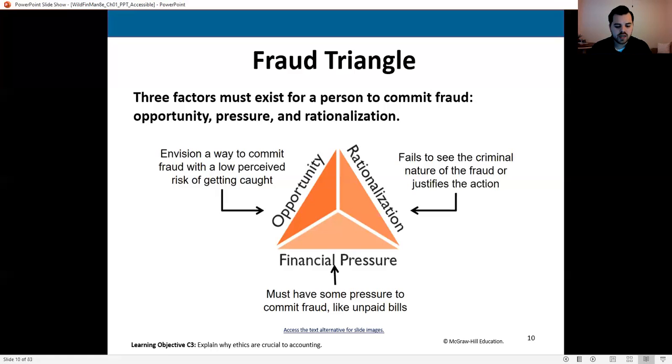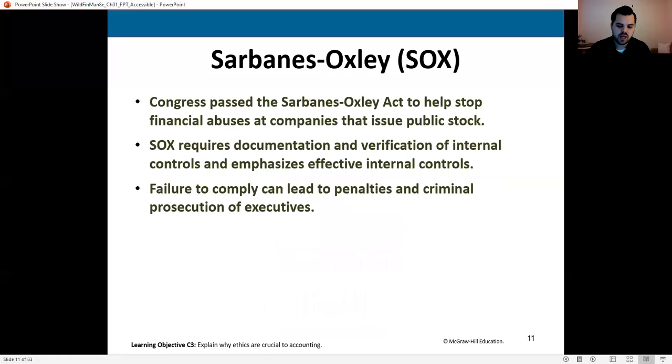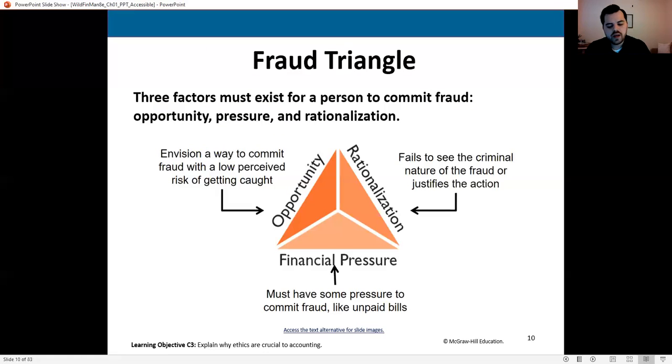So the correct answer here, the one that we want to focus on the most, is this area of opportunity. If we focus on this area of opportunity, what we can see is that by instituting what are called internal controls, I can actually make it more difficult for you to commit the fraud. So this will do what I say is keeping the honest people honest.